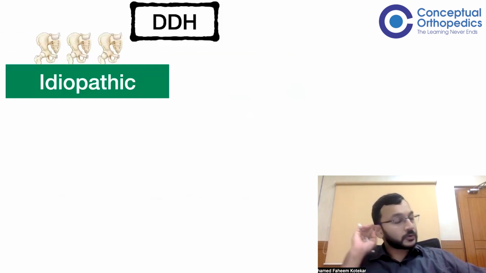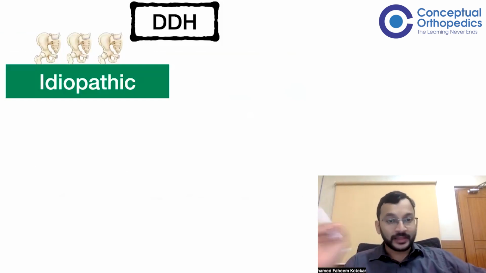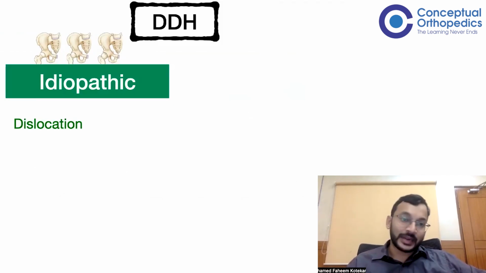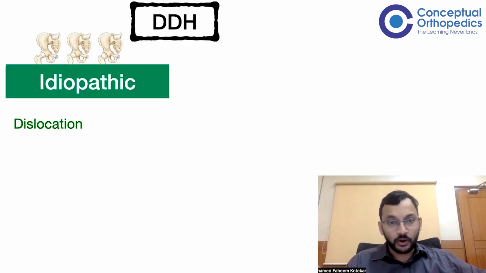Now, we call DDH as idiopathic when we cannot find out a cause for the DDH. And an idiopathic DDH is the most common type of DDH. Now, in the idiopathic variety, we have a dislocated DDH where there is no articular congruity or there is no articular connection between the femoral head and the acetabulum. In a dislocated DDH, the Shenton's line is going to be broken.